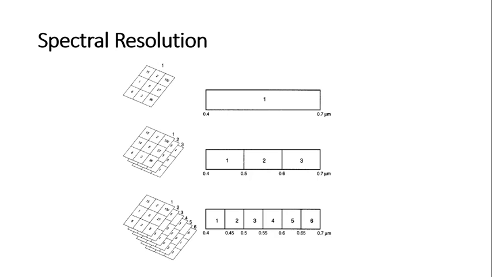If the area imaged is one kilometer square, the same area has been viewed using 1, 3, and 6 numbers of bands. The same image has been viewed here in 3 different bands, and here in 6 different bands. But the difference is that a single band has been divided into 3 bands, band 1, 2, and 3. Here, the same one band has been divided into 6 different bands.